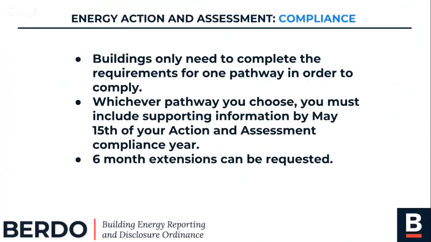So, walk through that: a building only needs to complete the requirements for one pathway. You don't have to do all 3 or even 2, just one, and each one has multiple subgroups within it. You need to show that you've completed this requirement by May 15th of your 5th year of BERDO reporting, or 5 years after you first start doing BERDO reporting. And then you can get a 6-month extension upon request. We understand that this is a very large ask for people, so we want to be as flexible as we can with this requirement.